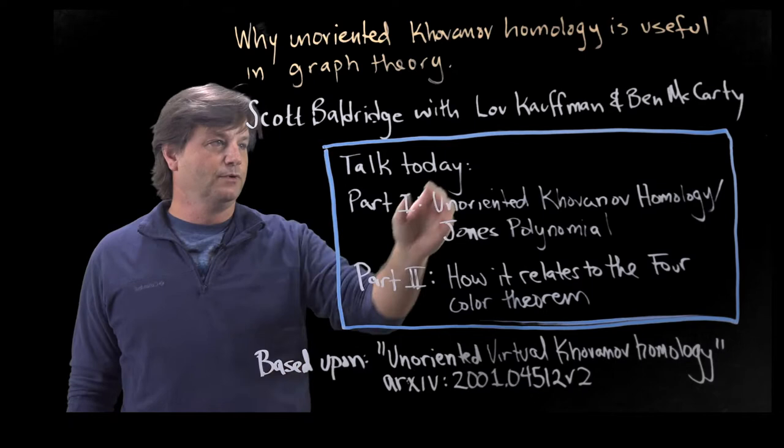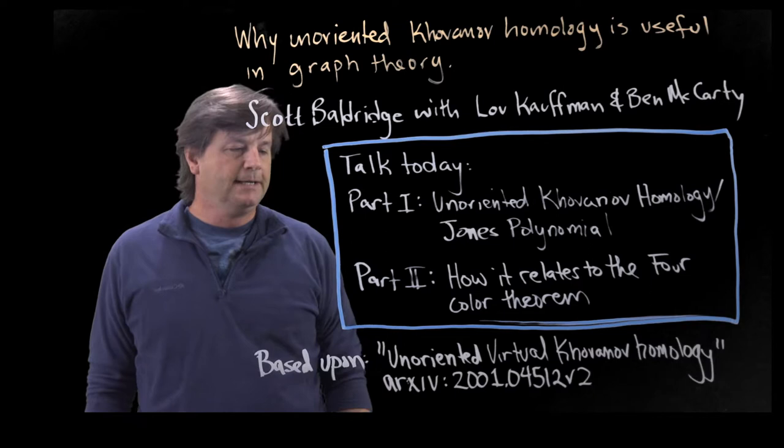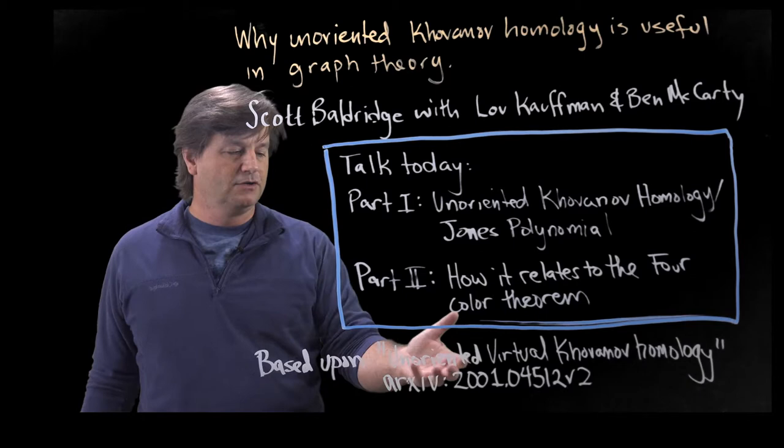Our talk today is going to separate into two parts. Part one is unoriented Khovanov homology, and mainly we're going to talk about the Jones polynomial. And the second part is how it relates to graph theory, how it relates to the four-color theorem. Now, if you want to look up the information that's in this talk, you can go to unoriented virtual Khovanov homology at this archive address.